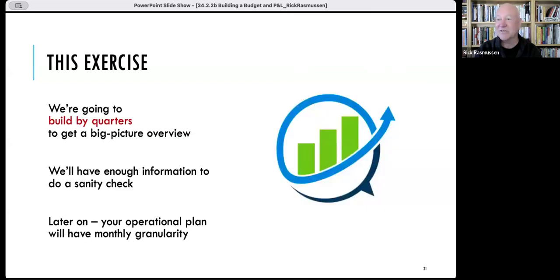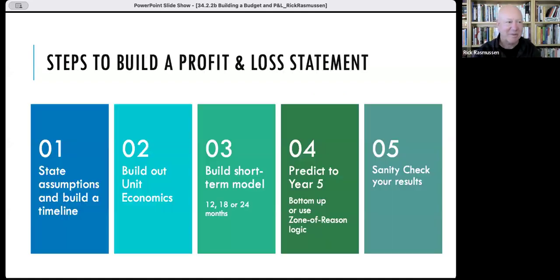So first off, we make it easy. Remember, don't open a spreadsheet yet. So we're going to do all of our assumptions first. We're going to build it out by quarters. If you have 5 years, by month, it's 60 individual cells. You can't do that, especially on the out years. We do it by quarters. You'll have enough information to be able to do a quick sanity check. And then later on, you do your monthly plan.